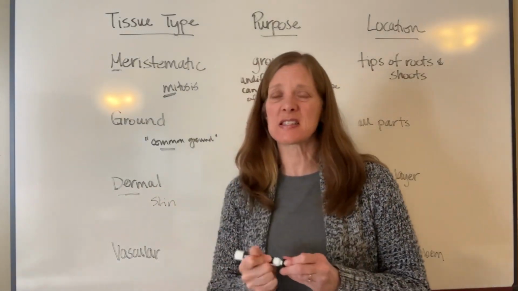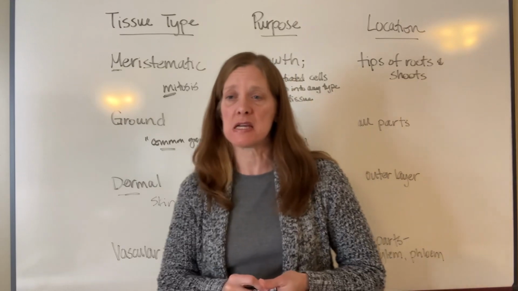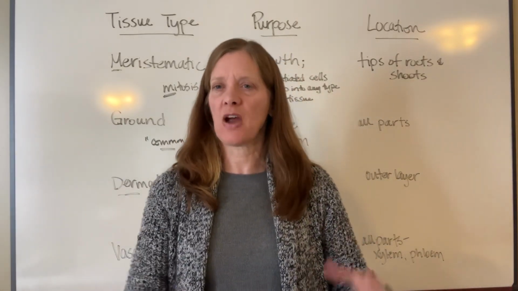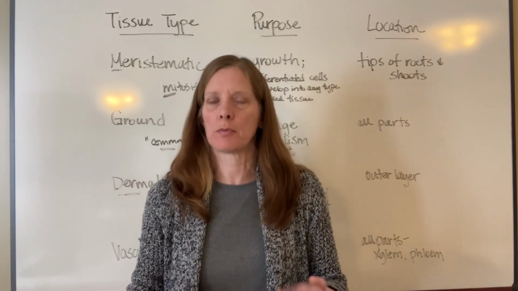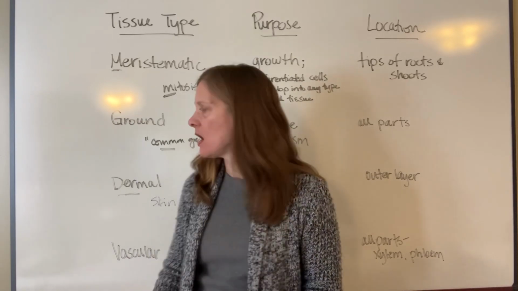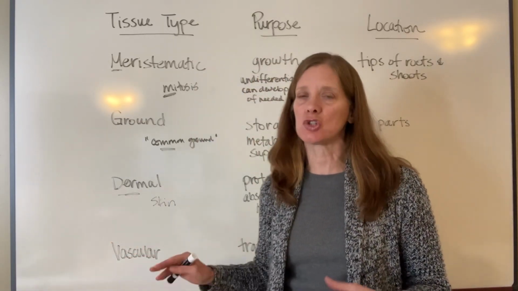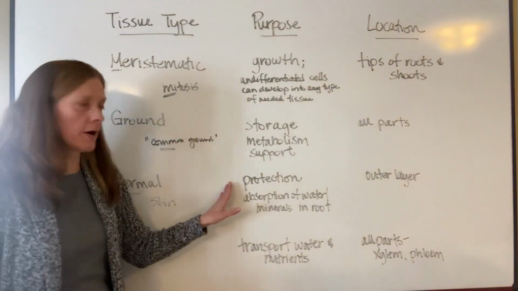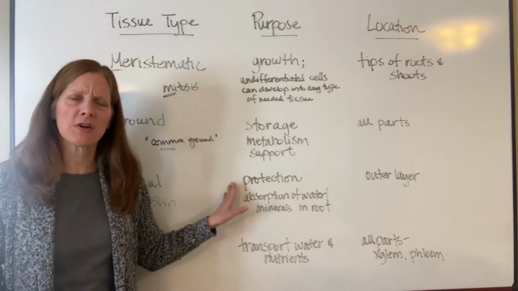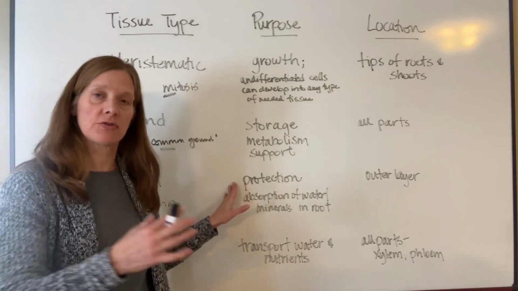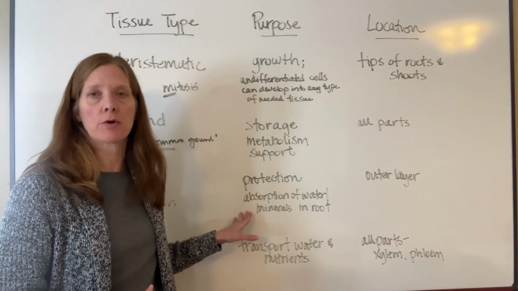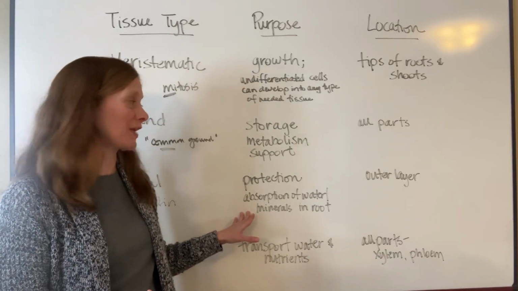And I know that my skin is used to protect me from all different kinds of things that could cause infections or all sorts of other problems within my body. So just as our skin is used to protect us, the dermal tissue in a plant is used to protect it from invaders or from things that would cause disease. The dermal tissue in the root is also used to absorb water and minerals from the soil that the plant is planted in.